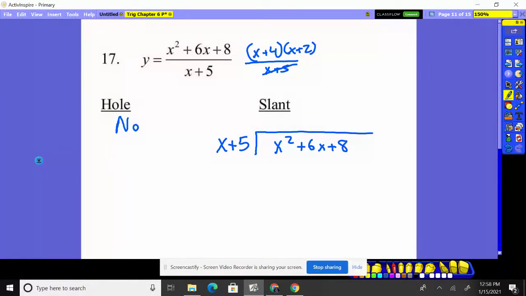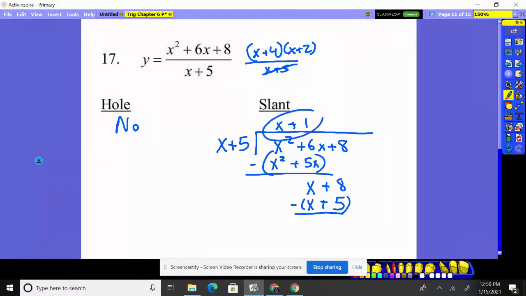I say x goes into x squared, x times x, x squared plus 5x. Remember, we now subtract the whole thing. That gives us 6x minus 5x, which is an x. Bring down my plus 8, start the problem over again. x goes into x, 1 time. 1 times x is x. 1 times 5 is 5. Subtract, but I don't have to worry about this because I'm not worried about the remainder. That's going to be my answer there.